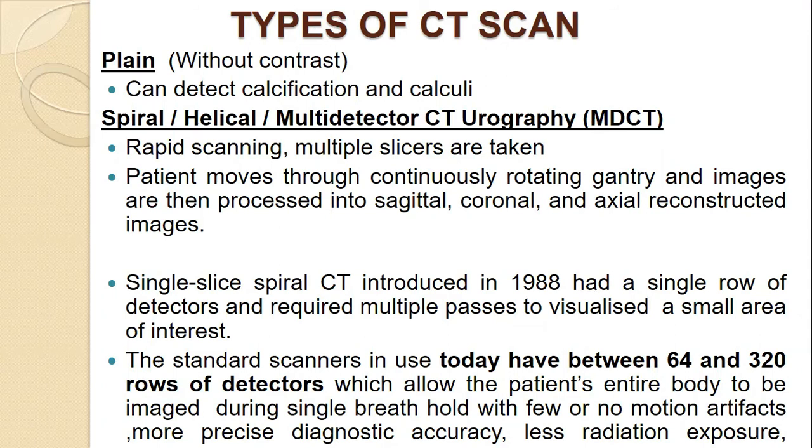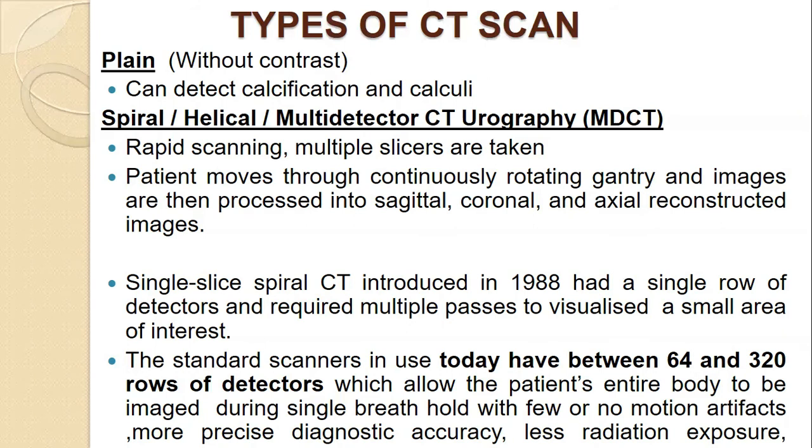Firstly, we do the plain CT, which we mostly use for the KUB, any stone disease, or any abnormalities in the kidney. Then we go for the contrast CT scan, which we use mostly in oncological patients, with CT of the abdomen, pelvis, and chest. And then there are the spiral, helical, and multi-detector urography. Also we are using the CT urogram for the drainage of the kidneys. The most common we do here is the CT KUB, a plain non-enhanced CT, mostly for stones.